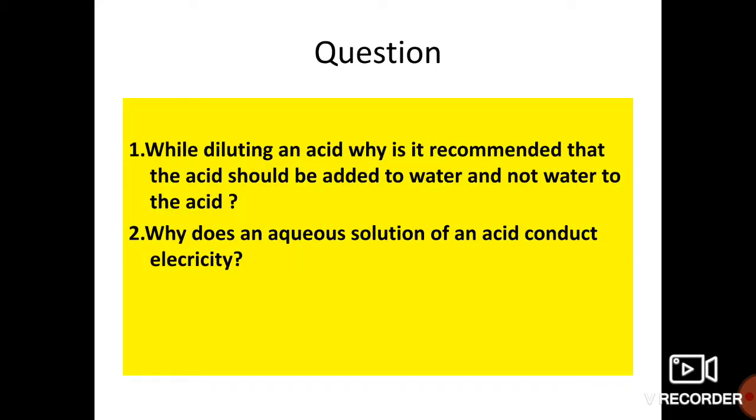Two questions are there that you please try to answer. While diluting an acid, why is it recommended that the acid should be added to water and not water to an acid? Second question, why does an aqueous solution of an acid conduct electricity? Please try to answer these questions.